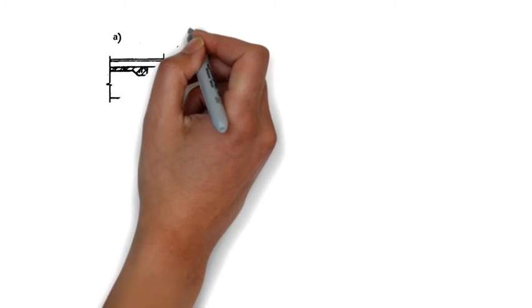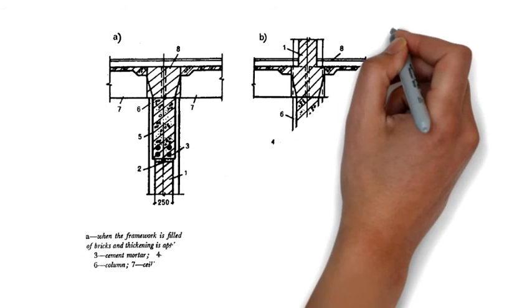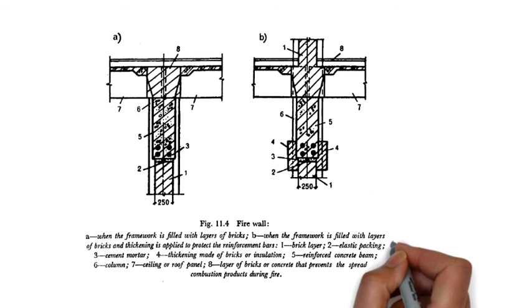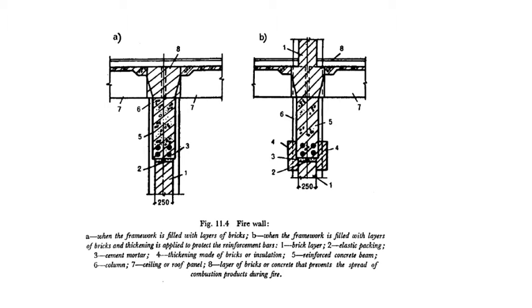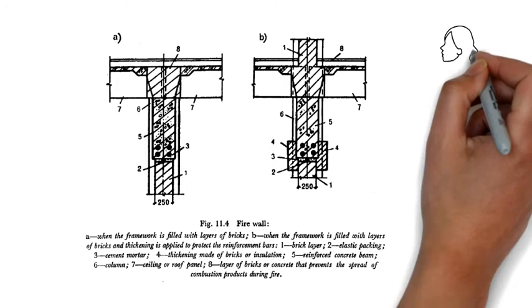Now you can see the schematic diagram of firewall. So there are two images, A and B. A, that is when a framework is filled with the layers of bricks, and B, when the framework is filled with the layers of bricks and thickening is applied to protect the reinforcement bars. You can see the parts of the fire wall: brick layer, elastic packing, cement mortar, thickening made of bricks or insulation, reinforced concrete beams, ceiling or roof panel, column, layer of bricks, etc.